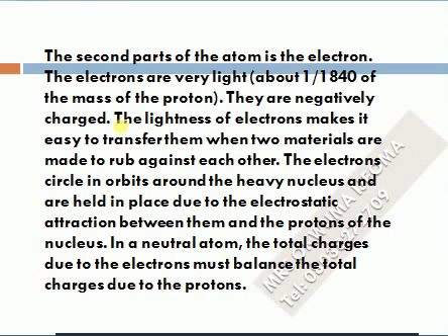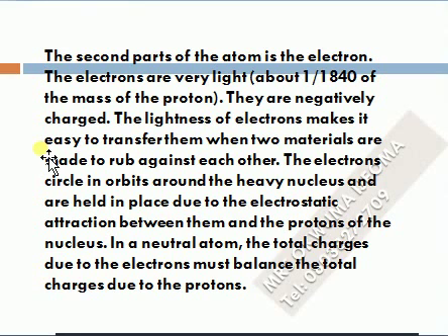Now the electrons circle in orbit around the heavy nucleus, and they are held in place due to electrostatic attraction between them and the protons of the nucleus, as we saw in the diagram. Now in a neutral atom, as I've said, the total charge due to the electrons must balance the total charge due to what? Protons. So we have explained it. For you to have a neutral atom, the number of electrons must balance the number of what? Protons.